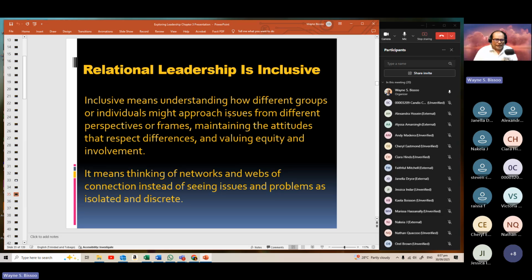Inclusive means understanding how different groups or individuals might approach an issue from different perspectives or frames of reference, maintaining the attitudes and respect for that difference, valuing equity and involvement. Now, the biggest thing that any organization has that works, the greatest asset, is its people. And the more variety that exists in your people working in your organization, it brings to bear varying perspectives that help to develop you and develop your approach to different things. And that's a really important aspect. And that's the power of inclusivity.